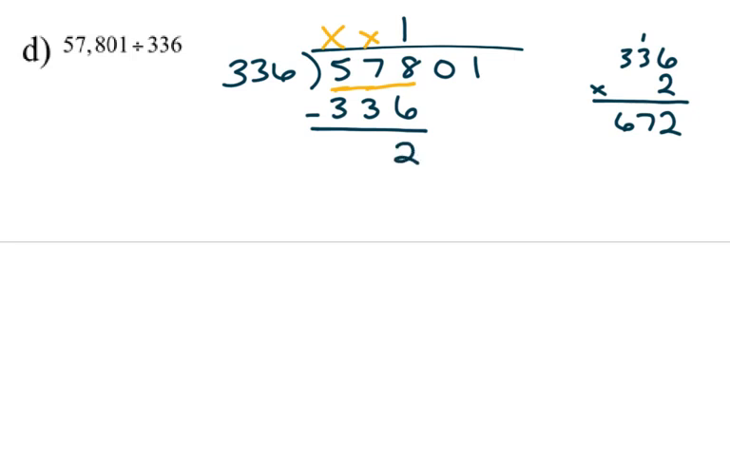Then we will subtract those two numbers. 8 minus 6 is 2. 7 minus 3 is 4. 5 minus 3 is 2. Next thing we'll do is bring down this 0. And so we have 2,420 divided by 336.